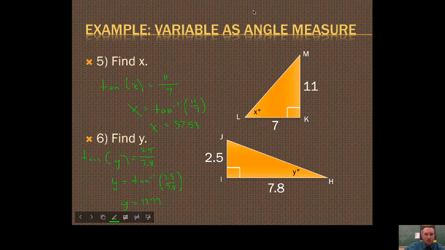Anytime you're looking for an angle measure, you need to take the inverse tangent. That's how you solve these types of problems. So if you look at your tangent ratio, either you don't know the angle, you don't know the numerator, or you don't know the denominator. We went over those three types of problems. Those are the only three types of problems that there are to see.